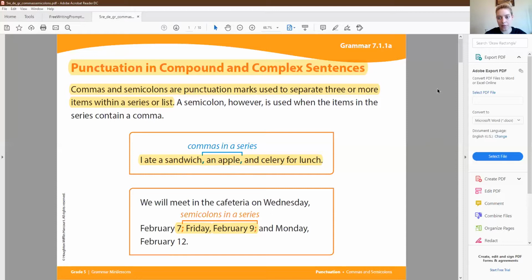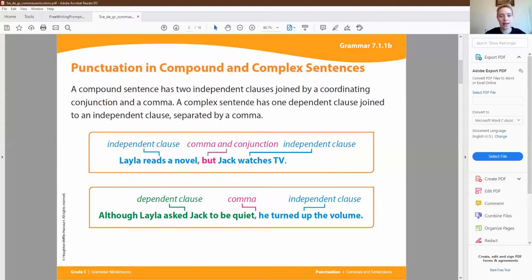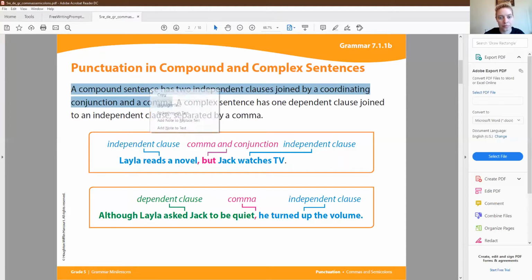All right, moving on. We also see commas used in something we call compound and complex sentences, okay? Compound and complex sentences, we already talked about this year, but we're gonna review that so we can remember that skill. So a compound sentence has two independent clauses joined by a coordinating conjunction and a comma, okay? So let's write that down. A compound sentence has two independent clauses joined by a conjunction and a comma.